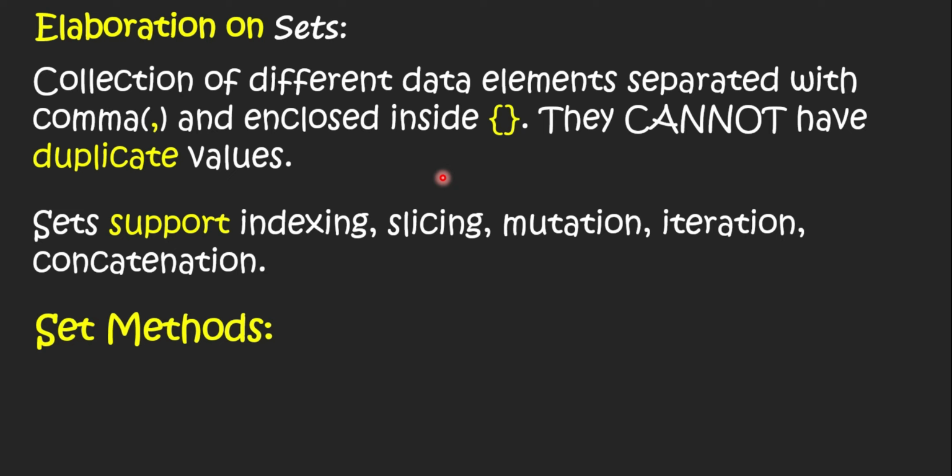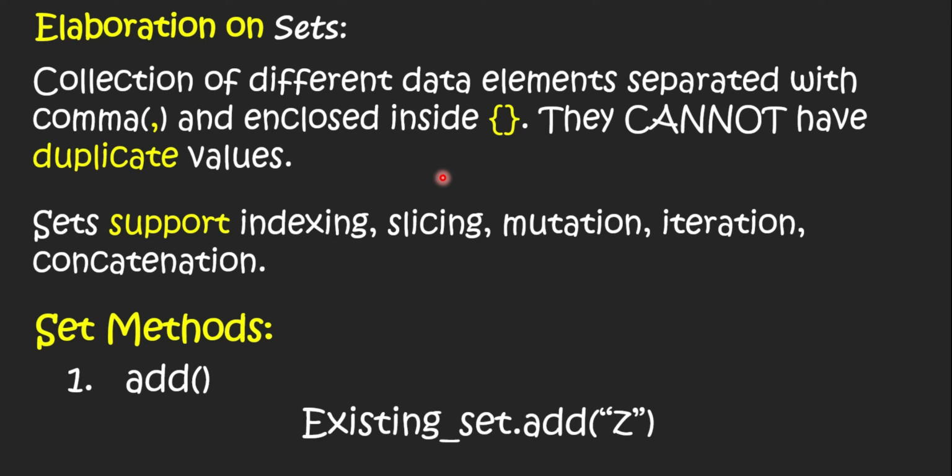Now let's have a look at set methods. We could use add to add a new element to the set. So this is an example of it. Existing set dot add and then a new element. Alright, easy, right? That's it, guys.